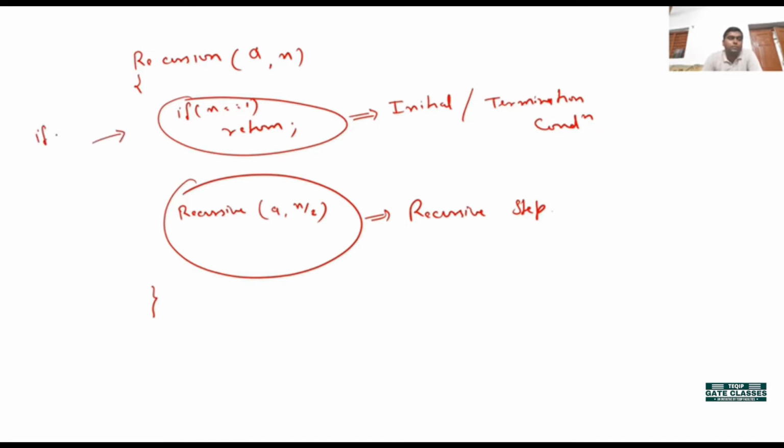If this part is not written, then we will go into an infinite loop. Why? Because the function will call itself again and again without checking whether the condition for termination is satisfied or not. So this is the main strategy.